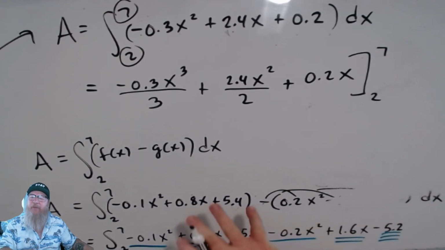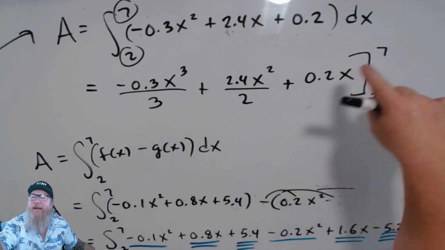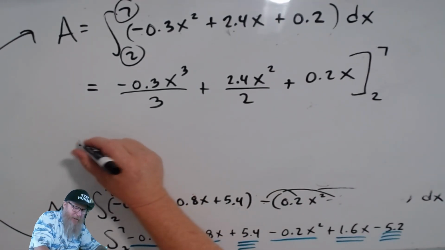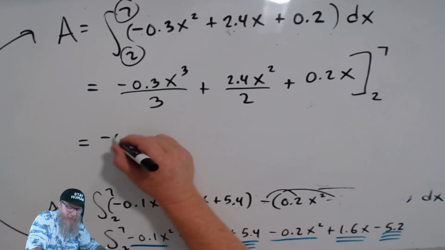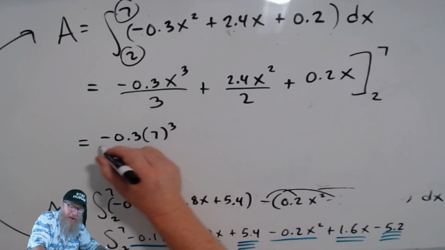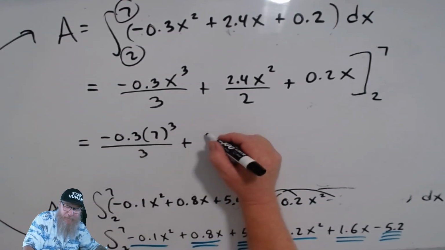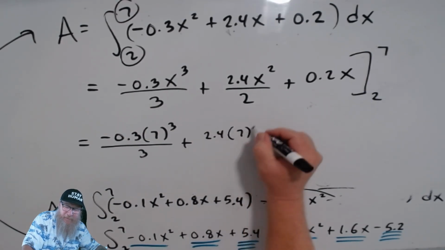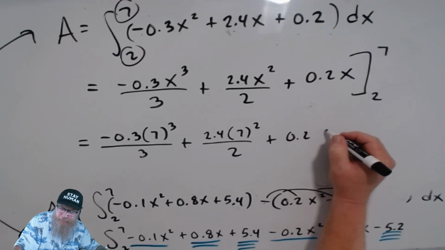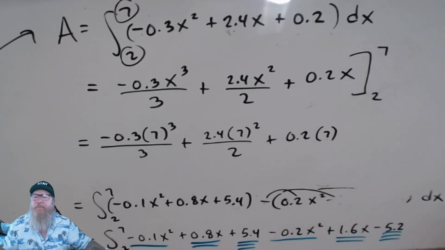So it starts off algebra. Then for one moment, you're doing calculus. And then for the rest of the problem, it's arithmetic. You're just plugging in some numbers. So you should get your calculator out. You got 7 to the 3rd power over 3, 2.4 times 7 squared over 2, and then 0.2 times 7.